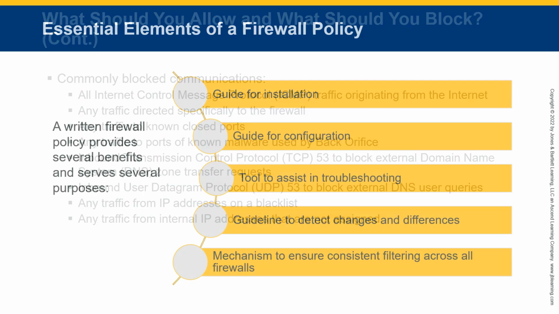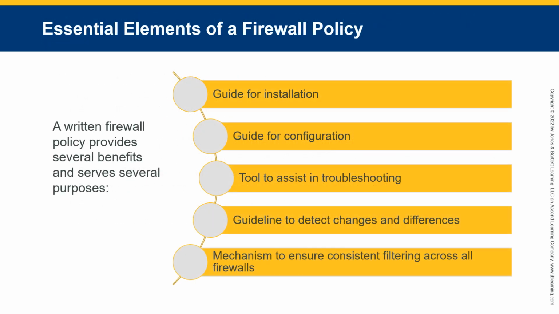So when we're going to look for this, whenever you do the essential elements of a firewall, the first thing you want to go over is the guide for installation of the firewall. This tells you how to configure the firewall and all that, or installing the operating system. The next part is the guide for configuration, and this tells you how to configure interfaces and all that. Also, it's good to have a guide or tools to assist in troubleshooting.